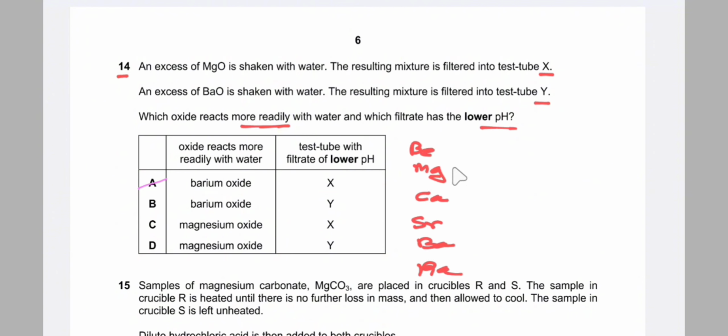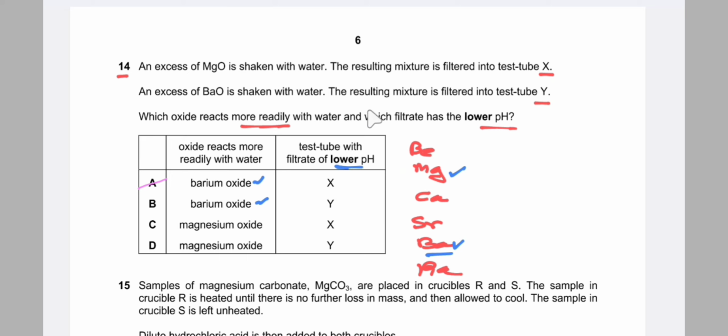So which oxide reacts more readily with water? We know that down the group reactivity increases and also the solubility of hydroxide increases. So yes, barium oxide is more soluble, or more reactive with water. So barium oxide, and the test tube with the filtrate of lower pH.